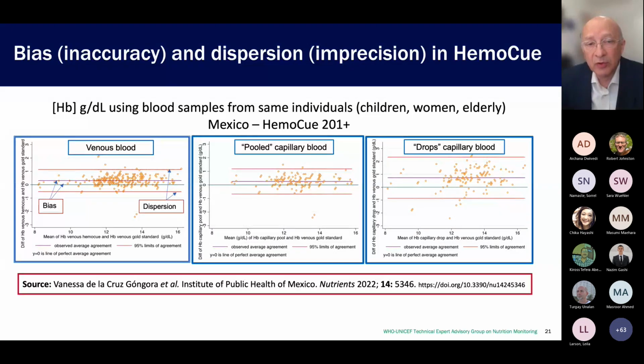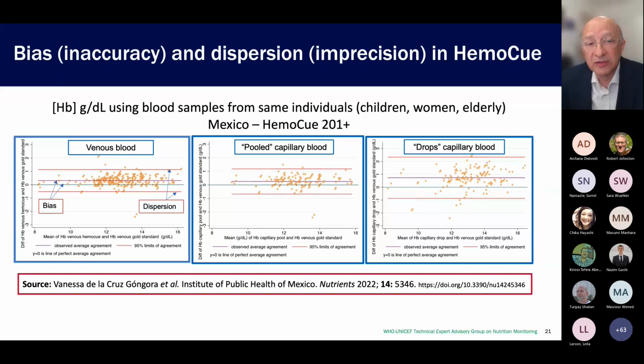That is the systematic error, or the bias. In this case, the HemoQ-201 plus was having a positive bias of around 0.4 grams per deciliter, around 4 grams per liter. The dispersion, or the variation or the imprecision of the method, is shown in the figures by the red lines. And you can see in this figure, the drops of capillary blood.